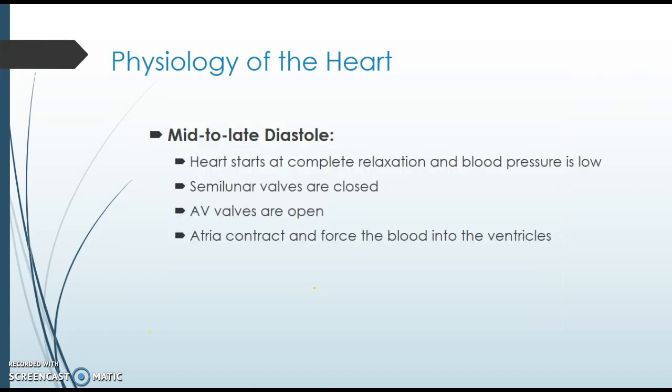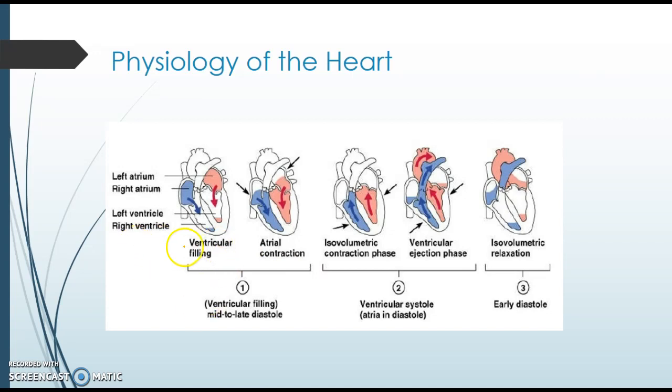So the first is mid to late diastole. So this is when your blood pressure is really low, your semilunar valves are completely closed, but your AV valves are open. So this is when blood is now in the atria, and the atria are contracting and forcing blood into your ventricles. So this is these two pictures here. So blood has now filled the atria. They're going to travel through those AV valves and start filling the ventricles.